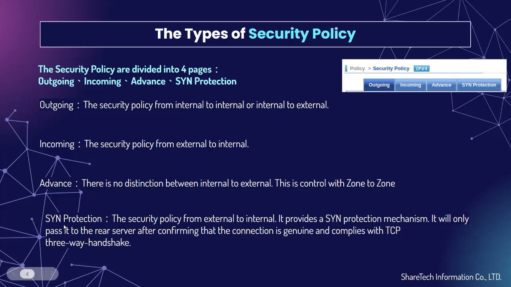And SYN protection is the security policy from external to internal. It provides a SYN protection mechanism. It will pass the connection to the real server after confirming that the connection is genuine and complies with the TCP 3-way handshake. Today we are talking about outgoing, incoming, and advance. Later we will introduce what they are commonly used for.